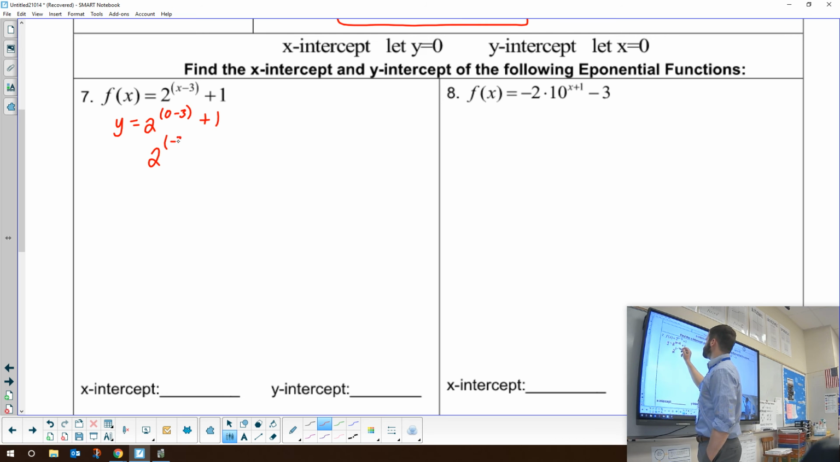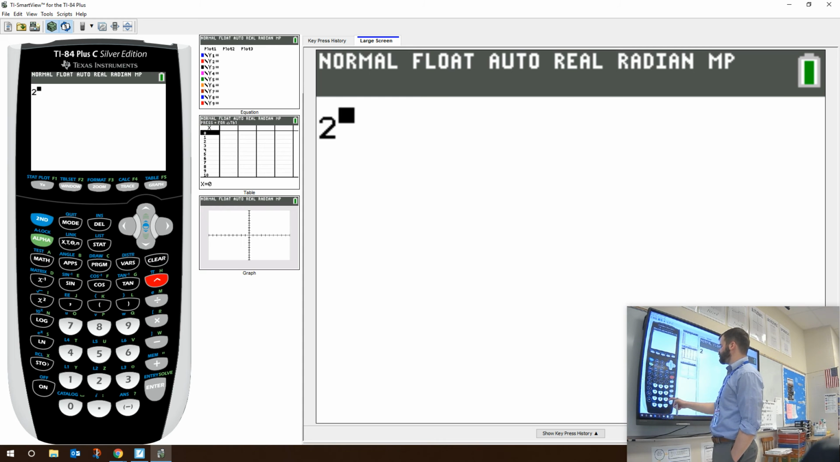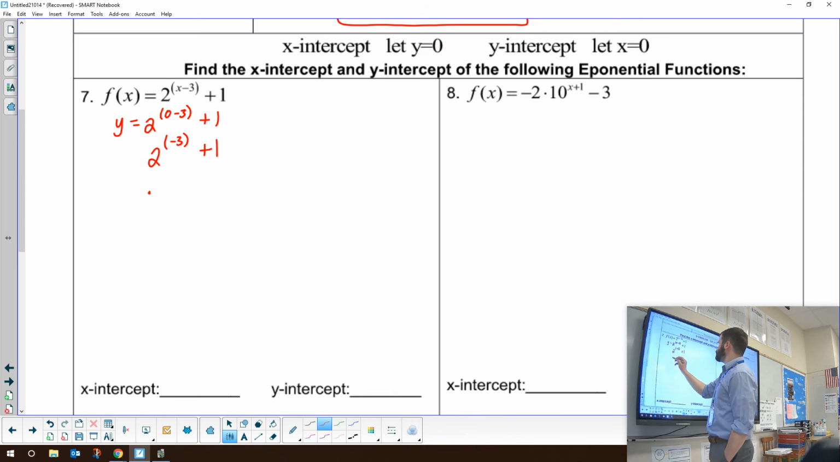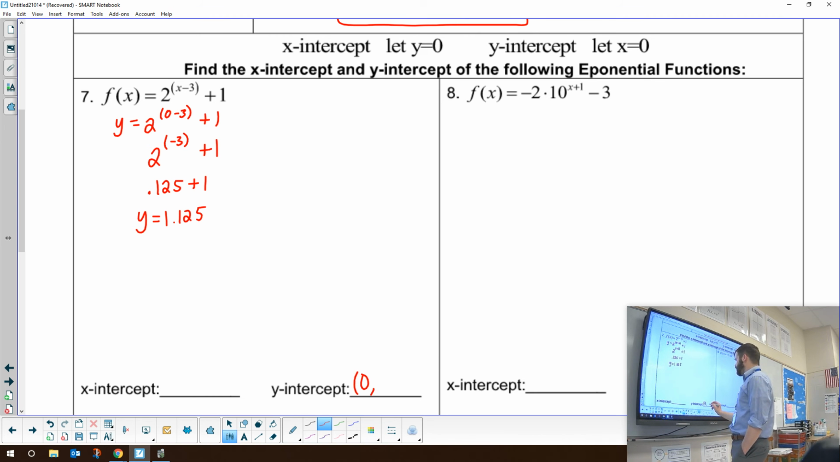So 0 minus 3 is negative 3. All right, 2 to the negative 3. We can plug that into my calculator. 2 to the negative 3 is 0.125. So we're going to have 0.125 plus 1 is 1.125. Okay, and that is going to be what my y value equals on this one. So my y-intercept is going to be at 0, 1.125.